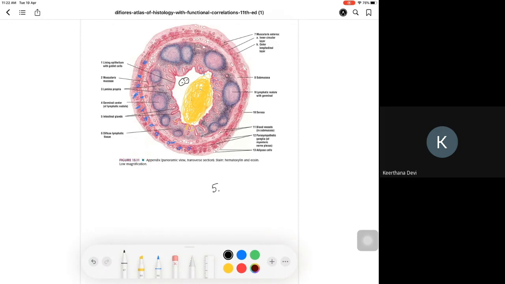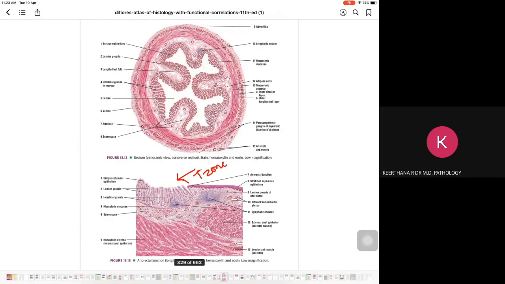Fifth thing you remember, mucinous neoplasms of appendix. Labels in the slide: surface epithelium, lamina propria, longitudinal fold, intestinal gland in the mucosa, lumen, venule, arteriole, submucosa. 9 is adventitia, lymphatic nodule, muscularis mucosae, adipose tissue, muscularis externa, A is inner circular layer, outer longitudinal layer, 14 parasympathetic ganglia of mesenteric plexus, and 15 is arteriole and venule.